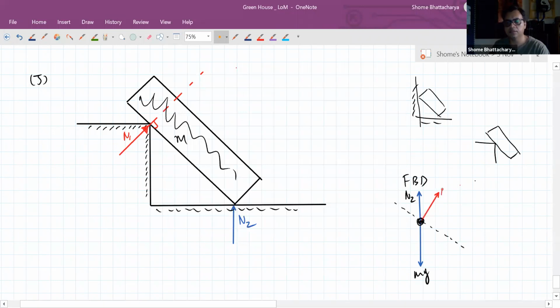So N1 will act like this, where this angle is theta now. So here this angle is theta. Okay, so therefore you can see this angle will be theta. So hope this is clear, people.